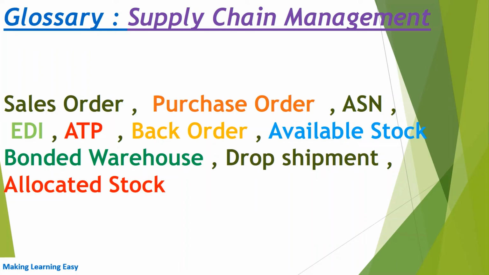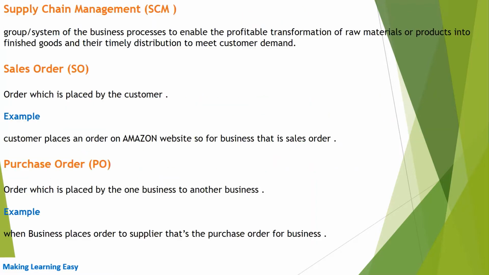In this session, we are going to discuss a few important terms which are used in supply chain management, SCM, like sales order, purchase order, ASN, ATP, EDI, back order, drop shipment, allocated stock, bonded warehouse, all these. So first, what is supply chain, SCM?